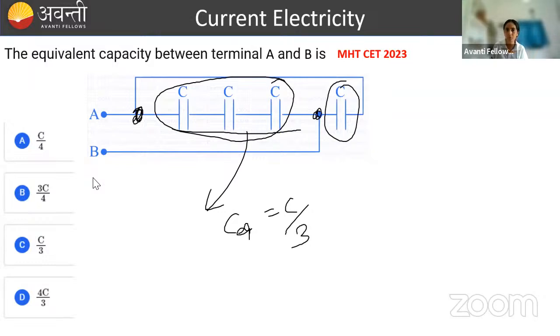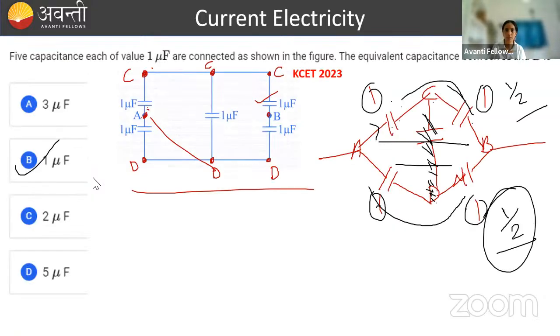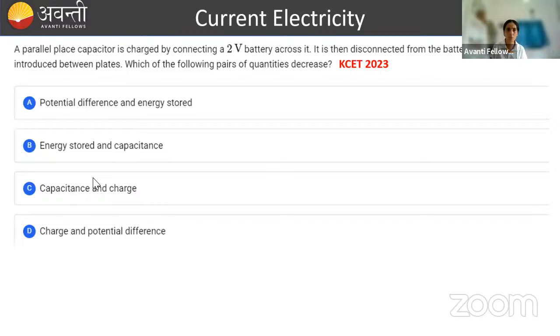Okay, Kolhapur. Understood, right? So it has a potential of VA minus VB. It has also a potential of VA minus VB. They are in parallel. So C by 3 plus C, right? Okay, let's move ahead. Do this question.